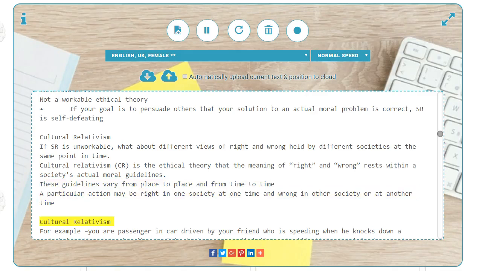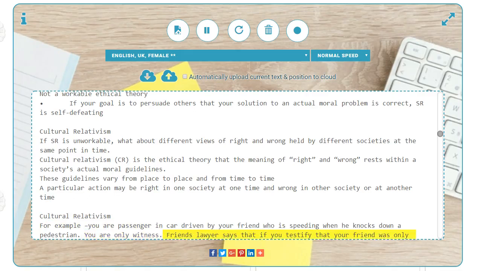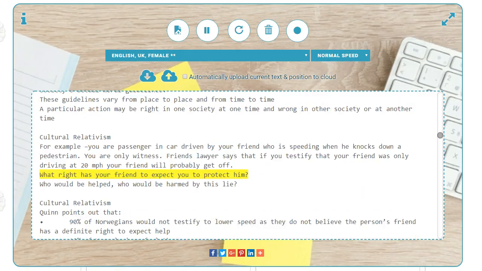Cultural relativism. For example, you are a passenger in a car driven by your friend who is speeding when he knocks down a pedestrian. You are the only witness. Your friend's lawyer says that if you testify that your friend was only driving at 20 miles per hour, your friend will probably get off. What right has your friend to expect you to protect him? Who would be helped, who would be harmed by this lie?